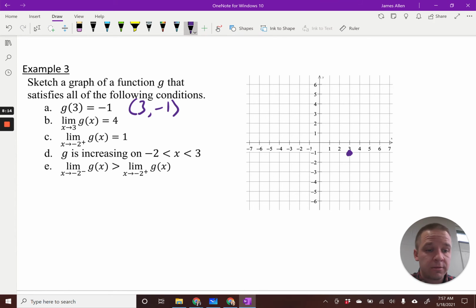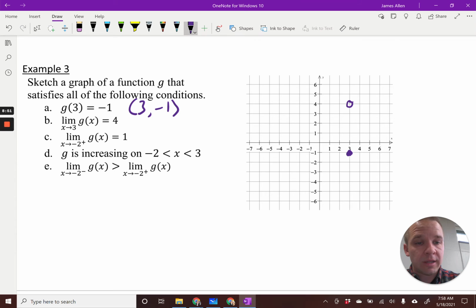And it's got to be a solid dot, not an open dot, because when the function is evaluated at x equals 3, our output will be -1. All right, first part done. The limit of g of x as x approaches 3, not from the left, not from the right, but just the limit as x approaches 3, so from the left and the right, is 4. Well, I already know my function value at 3 is -1, so I'm going to need an open point at 4, and then my graph will be approaching that value from both sides.